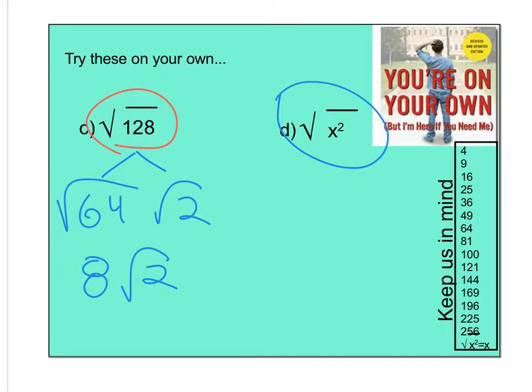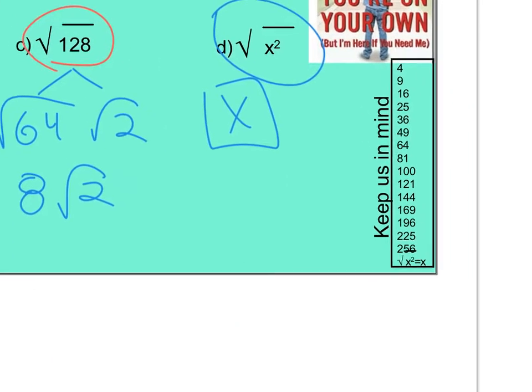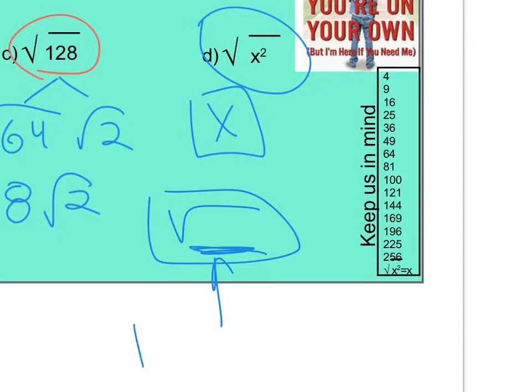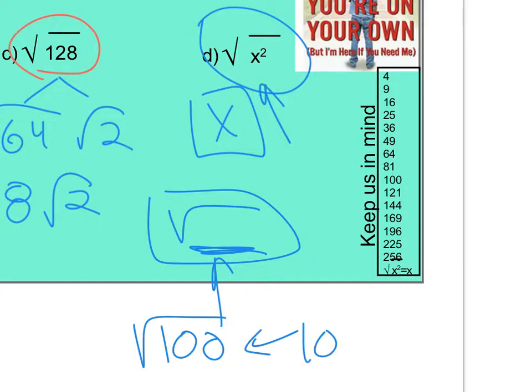Thinking about this a little bit, square root and square actually cancel each other out, so my answer there is just going to be x. One way to think about that is to think about what square root literally does. It literally says, what number times itself gives you the number underneath here? What number multiplied by itself gives you 100? Well, 10. So what number multiplied by itself gives you x squared? Well, squared literally means multiply by yourself.